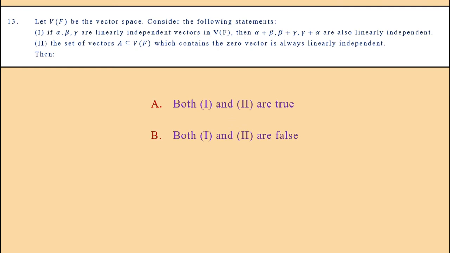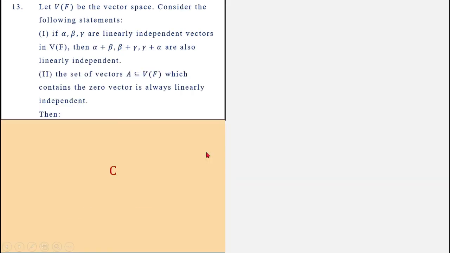Then the options are: both first and second are true, both first and second are false, only first is true, only second is true. Obviously the second is not true, because we know that every set of vectors containing the zero vector is always linearly dependent. So the first and fourth options cannot be correct. So there is only a chance for the answer to be option B or option C, and the correct option is option C. That means only one is true.